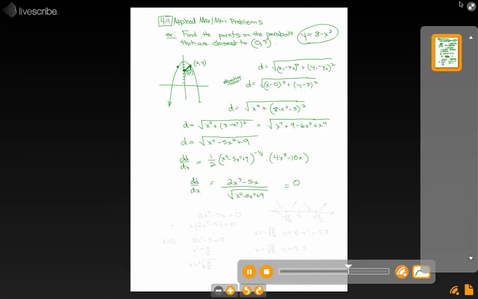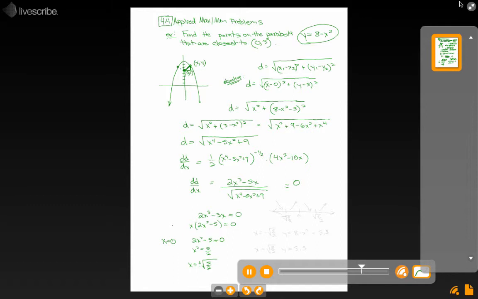As much as that denominator looks terrible, I don't really have to do anything with it, because if I multiply both sides by that square root term, I'm really just looking for when 2x cubed minus 5x equals 0. So factor it the best I can. I say either x equals 0 or 2x squared minus 5 equals 0. So x squared equals 5 over 2, so x equals plus or minus the square root of that. It's plus or minus the square root of 2.5, or 5 over 2.